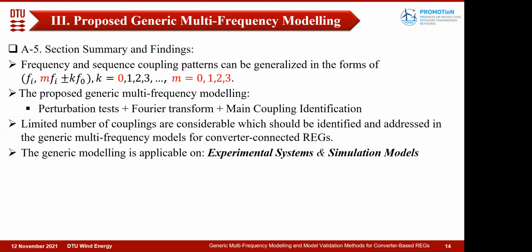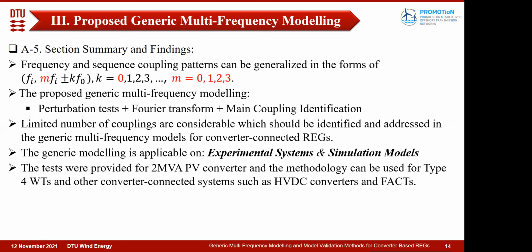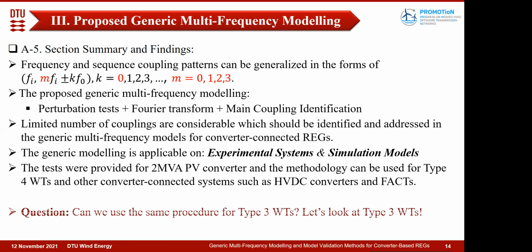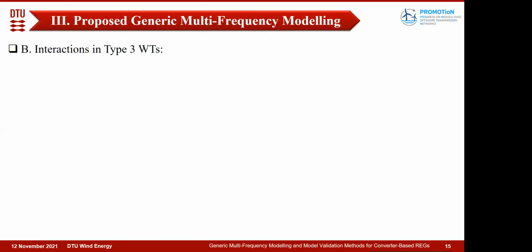And these tests are also applicable on simulation models, so that we can do the same process on simulation models. And since we did this test on a 2 megavolt ampere PV, we can extend it to say that it is useful for type 4 wind turbines and also converter-based systems like traditional systems. And then the question is whether we can use the same approach for type 3 wind turbines. So in the next part, we will discuss the type 3 wind turbine.